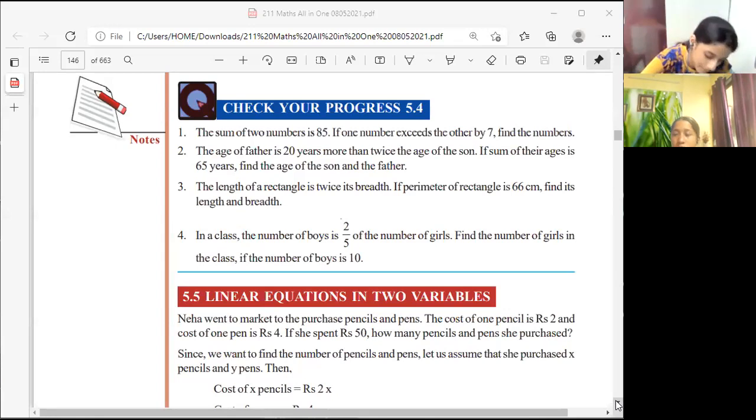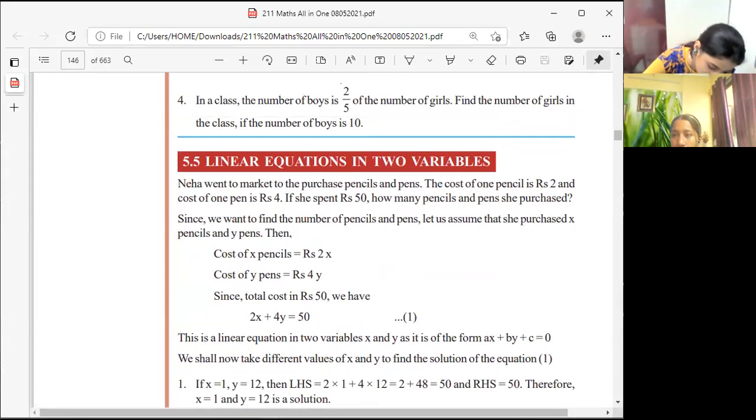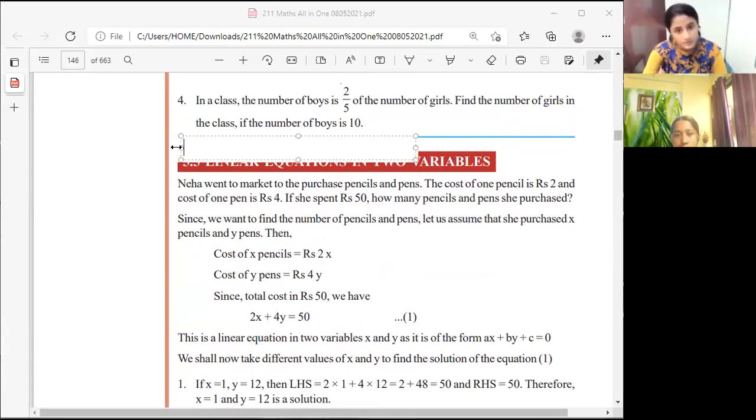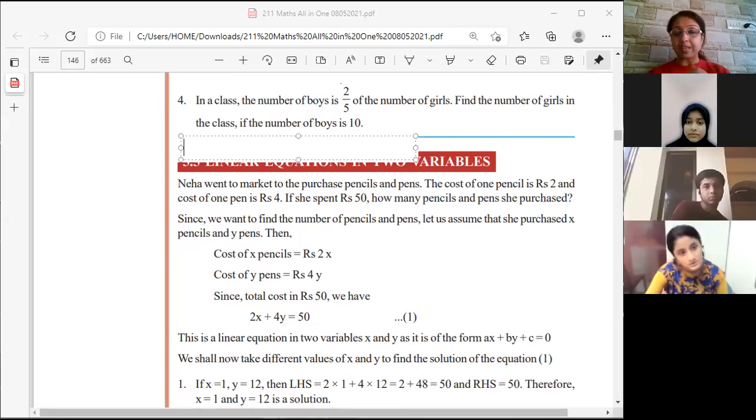Yes, teacher. So we are doing the fourth sum now. See, I will read the question first, try to find out, frame the equation, and then solve the equation. Now look at question number 4. In a class, the number of boys is 2 by 5 of the number of girls. So tell me, what is my assumption going to be? How am I going to start about assuming things? I have got something that is 2 by 5 of girls.